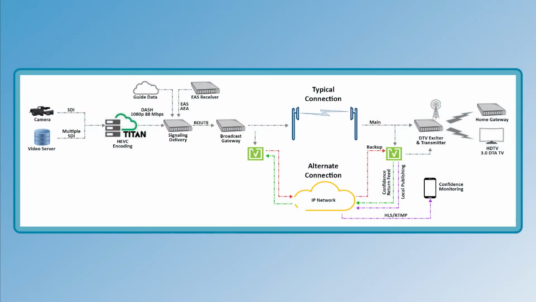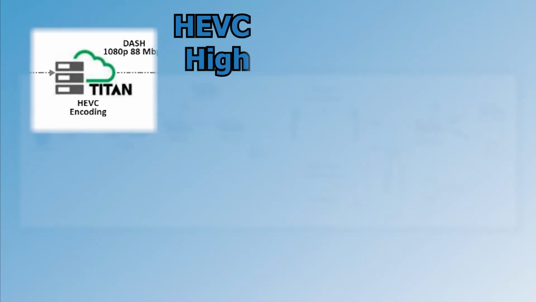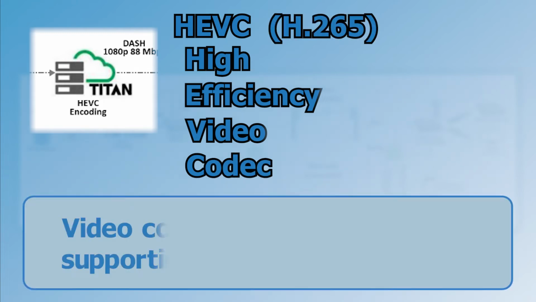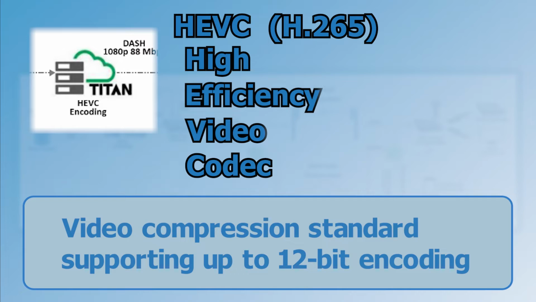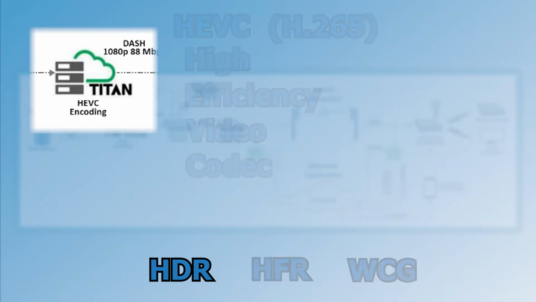I went back through our last several videos to come up with a list of acronyms. From the software-based encoding videos, parts 1 and 2, we used HEVC, HDR, HFR, WCG, and HLS. HEVC is High Efficiency Video Codec and is also known as H.265. HEVC is a video compression standard that supports up to 12-bit encoding and many resolutions for both progressive and interlaced content. It supports picture enhancements including HDR, HFR, and WCG.